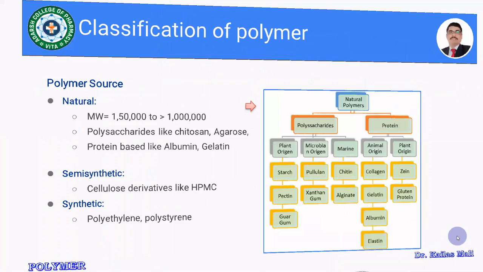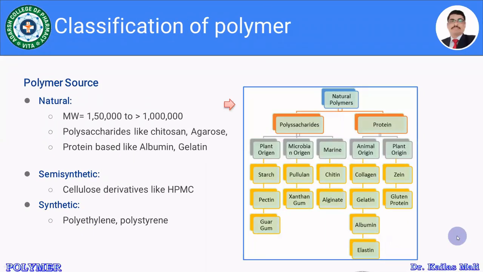Let us move towards the next, that is the classification of polymer according to the polymer source. According to the polymer source, the polymer can be classified into the natural polymer, semi-synthetic polymer, and synthetic polymer. The name itself indicates that if the source of the polymer is natural, then it is said to be the natural polymer. Furthermore, the natural polymers are classified into the polysaccharides and the proteins.